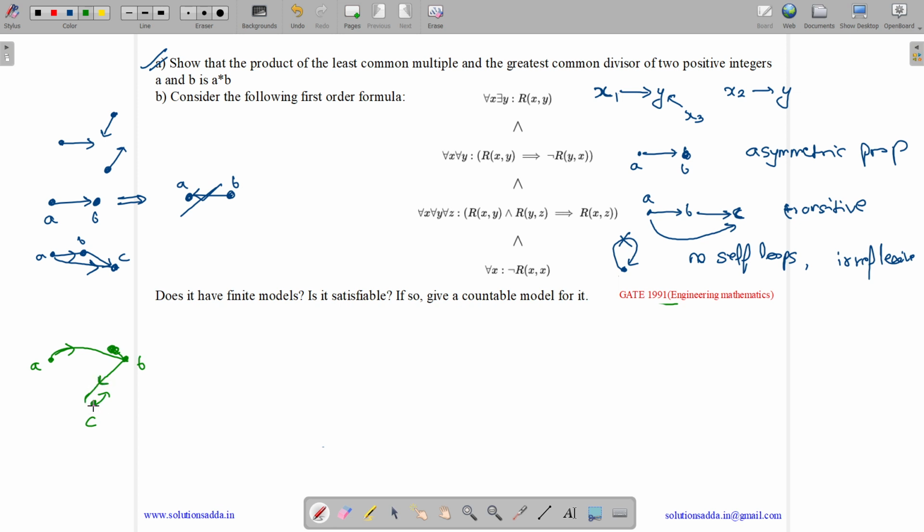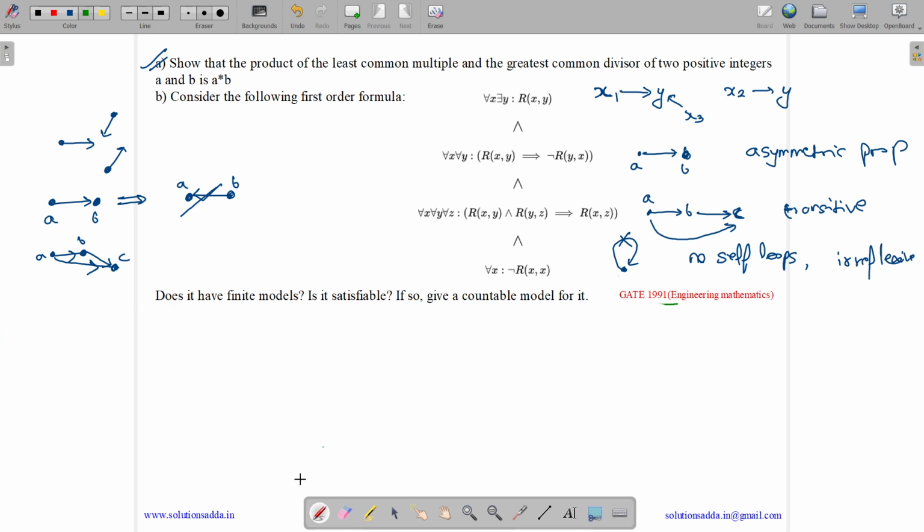Now C can't have an edge to C because of this irreflexive property. C can't have an edge to B because of this asymmetric property. C can't have an edge to A because of the asymmetric property. So this is not possible. So we can't have a graph like this. Let us try to also prove this with the help of a contradiction.